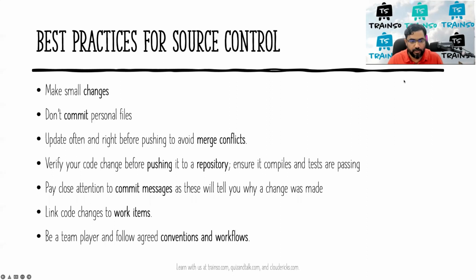Pay close attention to commit messages, as these will tell you why a change was made. Link code changes to work items, something I already told you, and which is very rigorously followed in most of the real projects. Finally, be a team player and follow agreed conventions and workflows. So there will be different possible workflows that you can implement, especially with respect to branching strategies and all. There is no one way to do it. So your team will decide on certain things, certain conventions, certain workflows. Follow it as per your team.